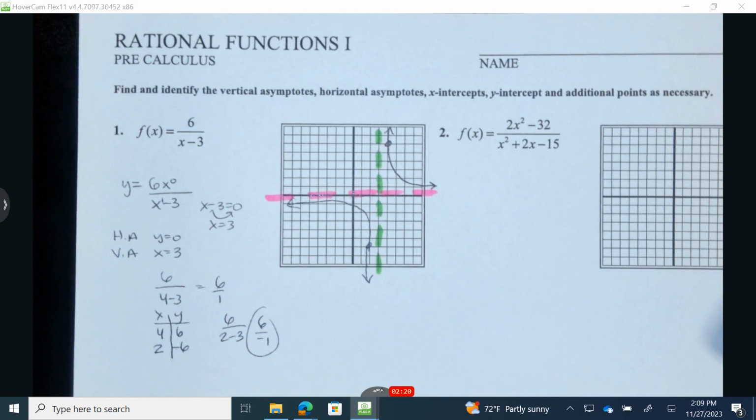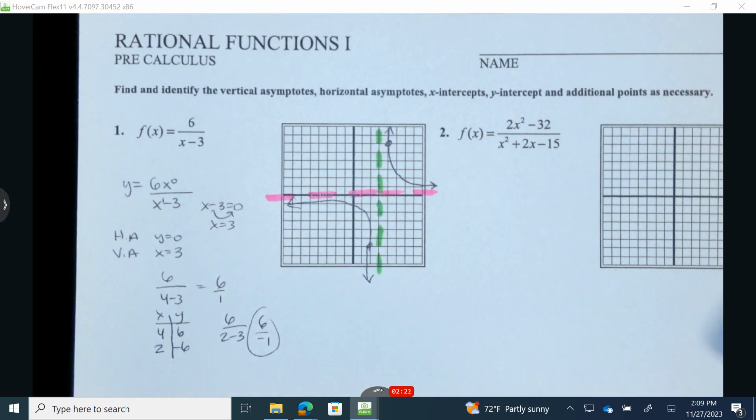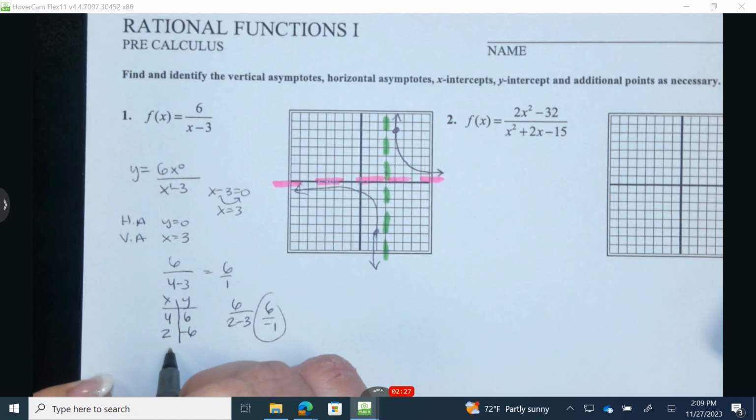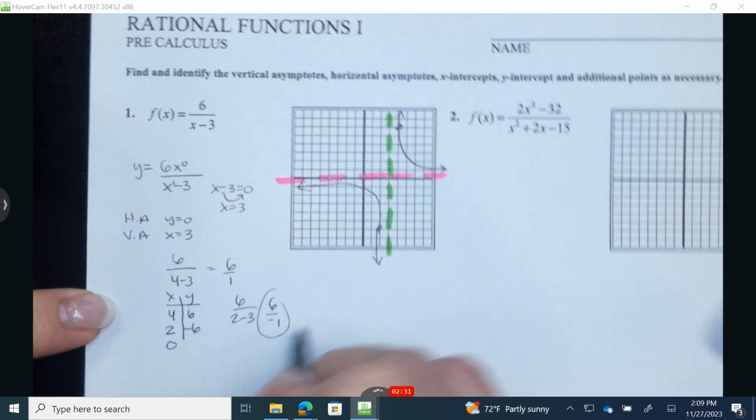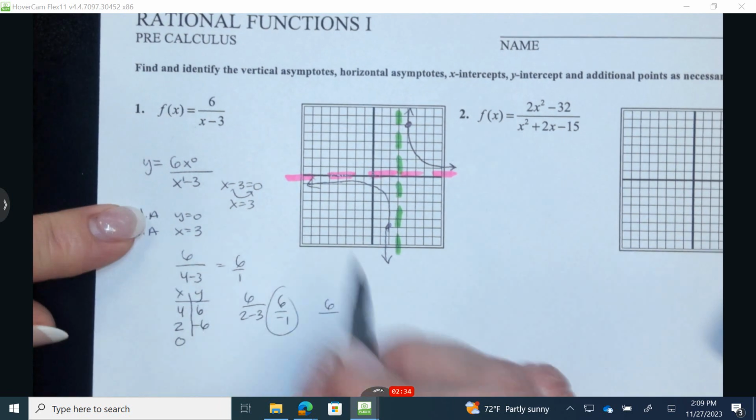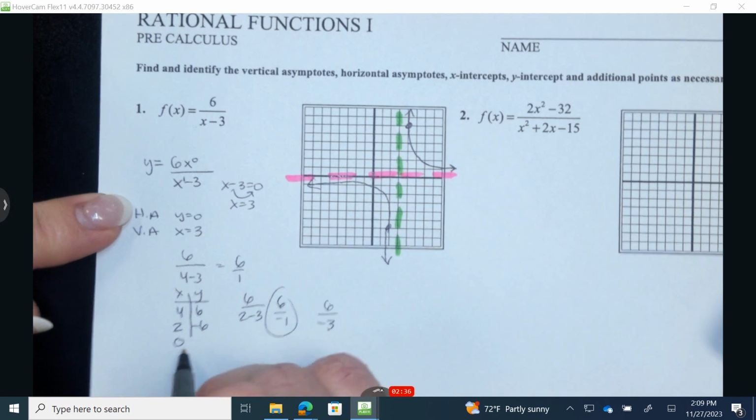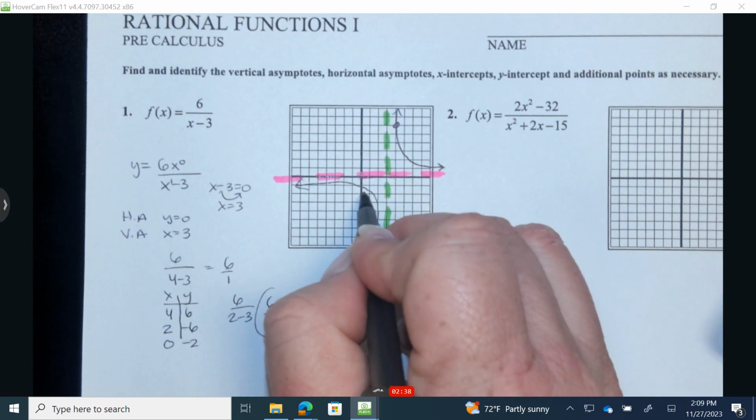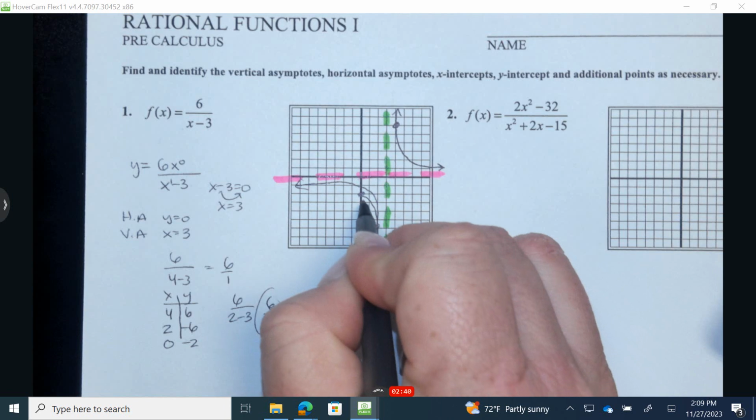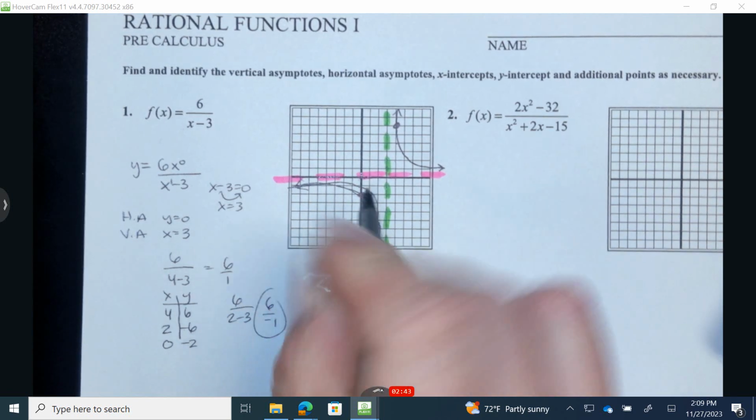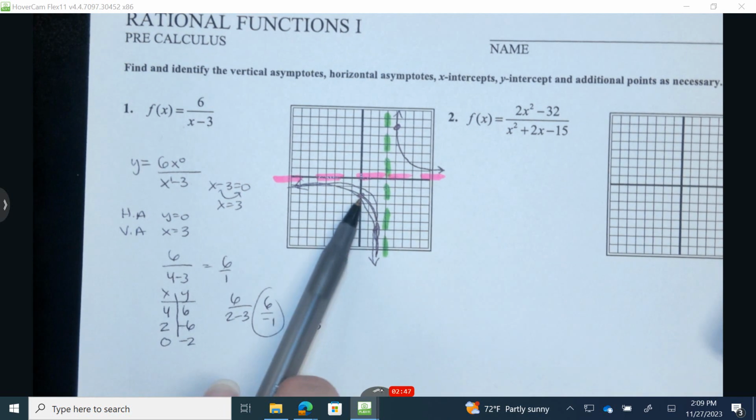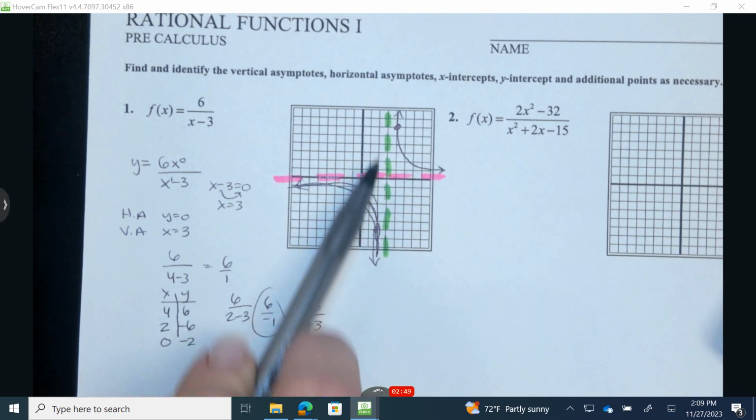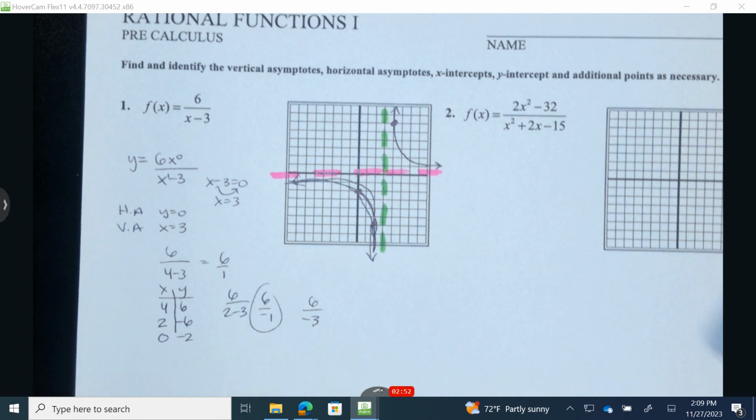Now, how do we determine what the y-intercept will be? Well, whenever we determine a y-intercept, the x is always 0. So let's plug in 0. 0 minus 3 is negative 3, and 6 divided by negative 3 is negative 2. So I'm going to go 0, negative 2. It'll just help us to draw a more accurate graph. And we have no x-intercepts. So there's no x-intercepts. We have a y-intercept at 0, negative 2. And then we can see precisely where our graph goes here.